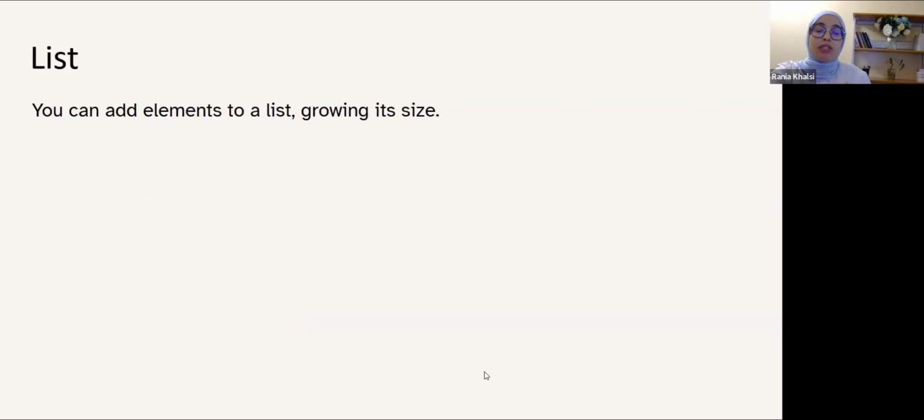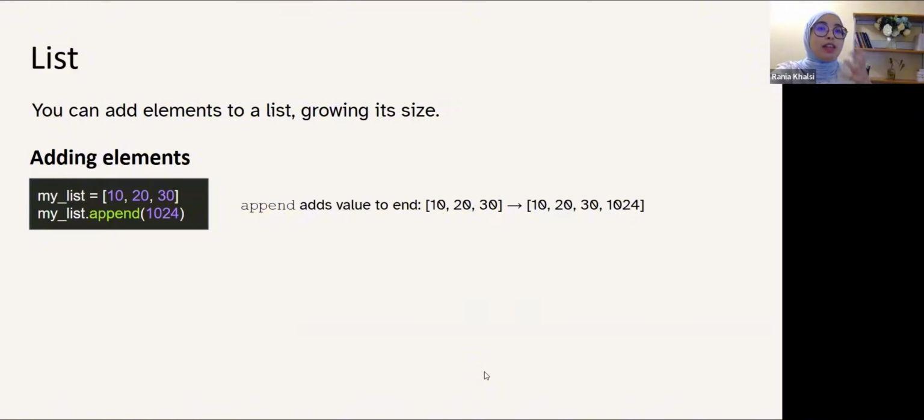You can add elements to a list, and in this case the size of the list is going to increase or grow. How to do that? There are predefined, existing methods that we can use, for example append, okay? Append here, you are not supposed to learn this by heart, like I told you last time.